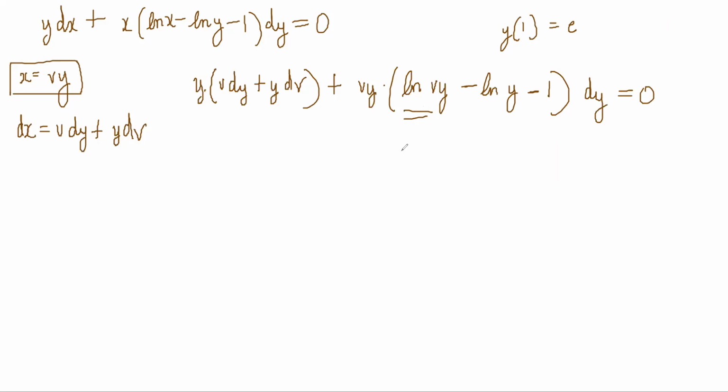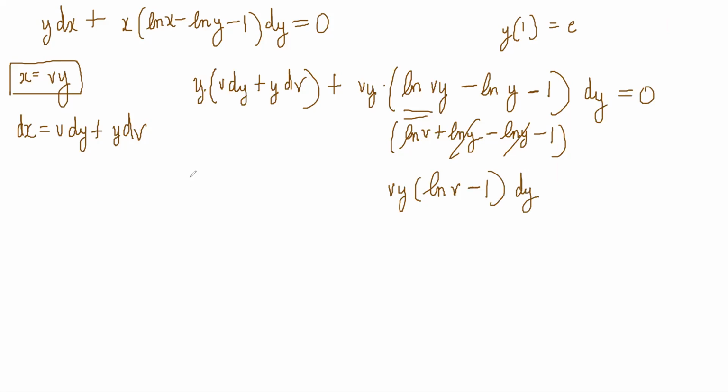Now this ln of vy is ln v plus ln y, minus ln y minus 1. So this gets cancelled, so this is ln v minus 1, right? So it is vy ln v minus 1 dy. And this side is vy dy plus y square dv, right? So now notice that minus vy dy is coming.